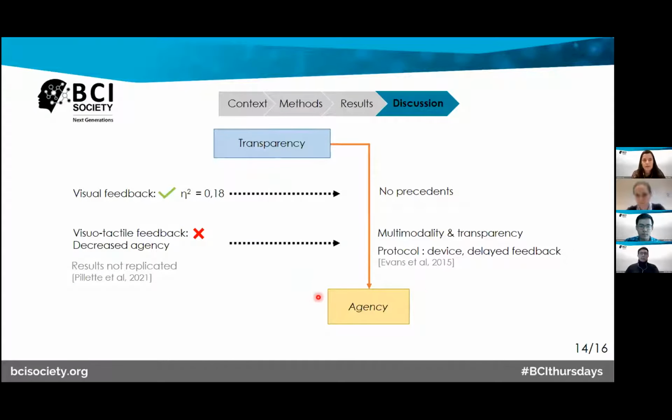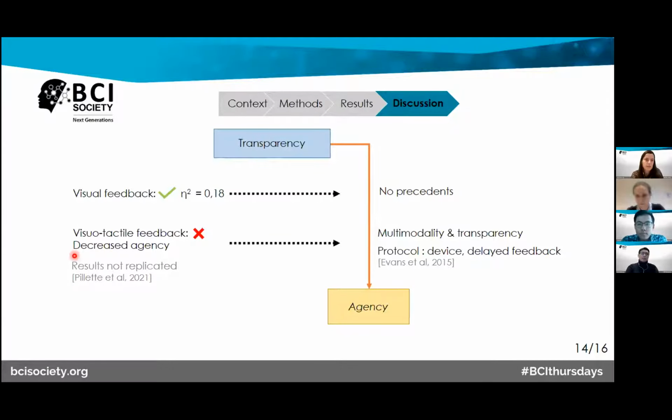For the agency effect, we compared different levels of transparency and showed that the more transparent the feedback, the stronger the sense of agency of the participants. So this is, to our knowledge, the first study to present such a result. However, the visual tactile conditions seem to decrease the sense of agency of the participants.